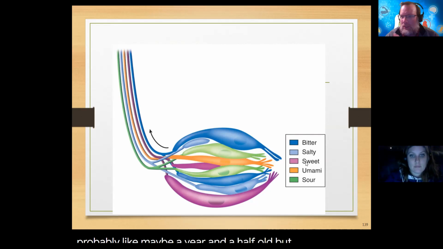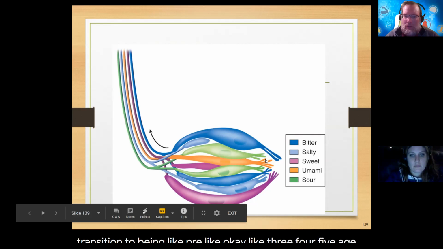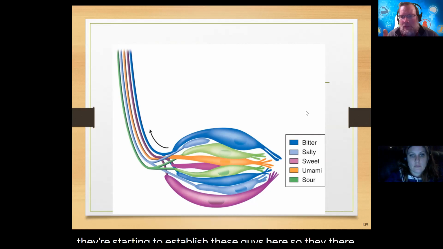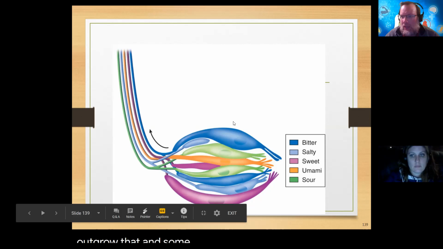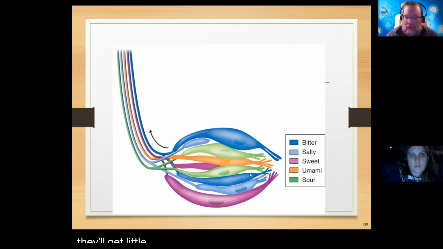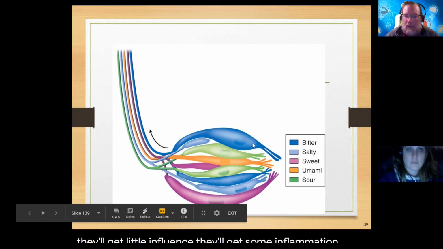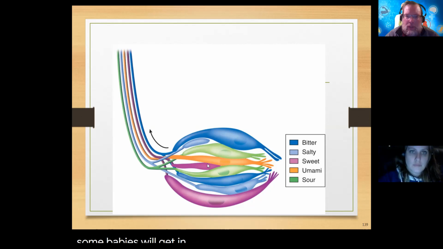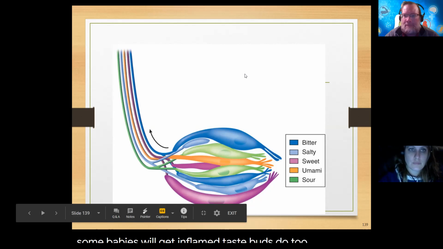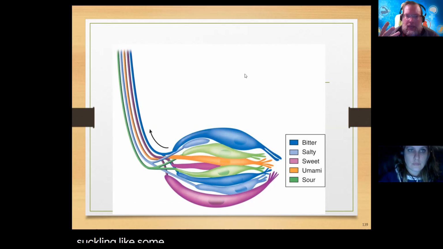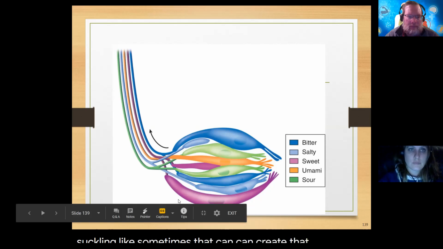But once they transition to being like K, 3, 4, 5 age, they're starting to establish these guys here. Sometimes they'll go on kind of a hunger strike. They don't want to eat what we do oftentimes, and it's okay. They outgrow that. And sometimes during that growth spurt, they'll get some inflammation. Some babies will get inflamed taste buds due to the suckling. Sometimes that can create that. So anyway, usually it goes away and they outgrow it.